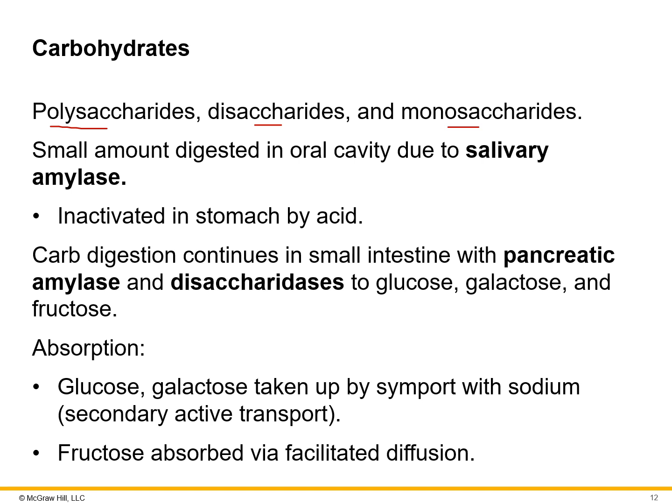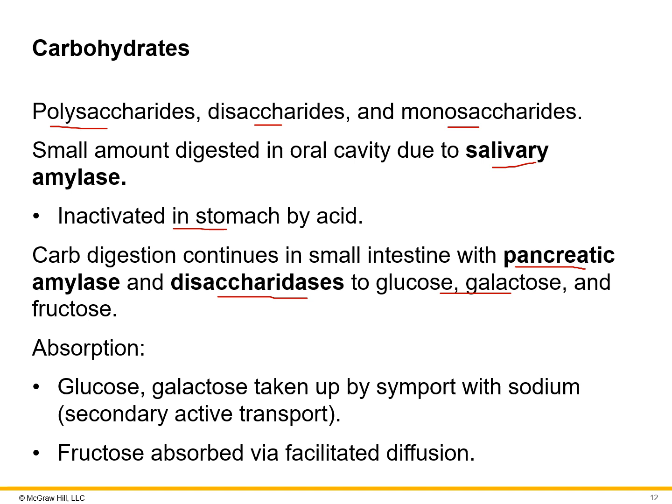As we mentioned before, we get some digestion in the oral cavity from salivary amylase. That gets inactivated in the stomach. Then when we move to the small intestine, pancreatic amylase and the disaccharidases get released to break down the polysaccharides and the disaccharides into glucose and other monosaccharides.